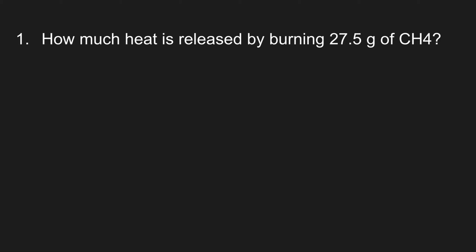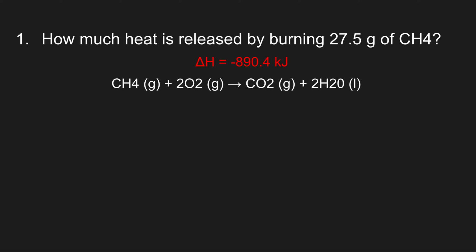How much heat is released by burning 27.5 grams of CH4? By this we know that we have to find the amount of heat that is released. We are also given the delta H that is equal to negative 890.4 kilojoules. This delta H basically represents the amount of heat that is released in the chemical reaction. This is the chemical formula that is translated from the problem.